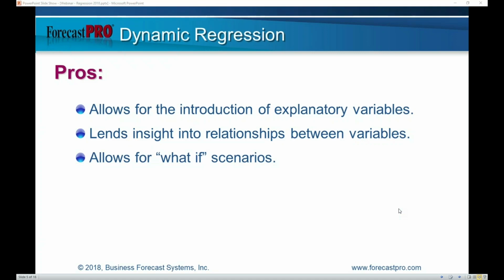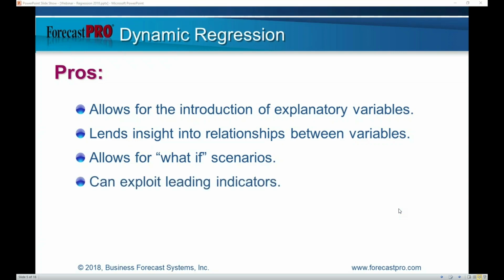Regression also allows for what some people call what if. You know, what if we raise the price? How would that change demand? What if we lower the price? What if we keep it the same? So again, in regression, by varying the scenarios for the explanatory variables, we can see what kind of impact they have on the forecasts.